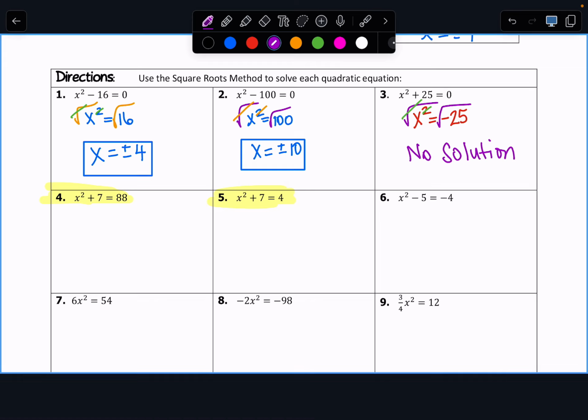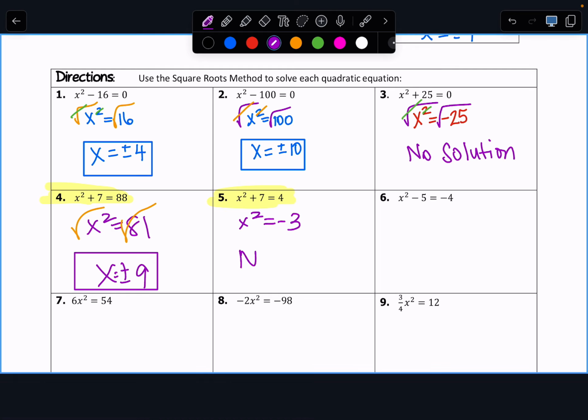What did you get for an answer for number 4? Plus or minus 9? X squared is 81. We square root both sides. X is plus or minus 9. Okay, how about number 5? Oh, that's a bummer. Because x squared equals negative 3. That's not cool. Okay.